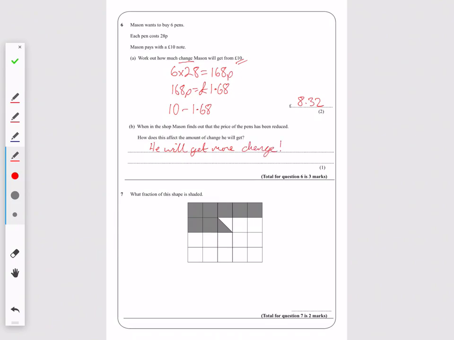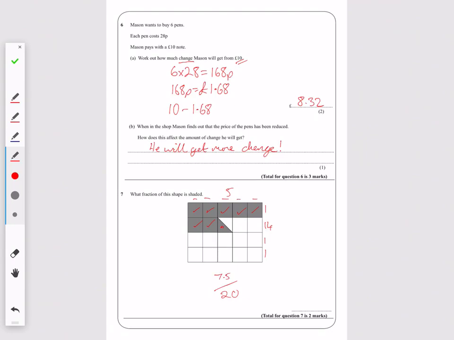Question 7, what fraction of the shape is shaded? So altogether, we've got 1, 2, 3, 4, 5 by 1, 2, 3, 4. So 5 times 4 is 20. So it's out of 20. And then we've got 1, 2, 3, 4, 5, 6, 7 and a half. So that's 7.5 out of 20.